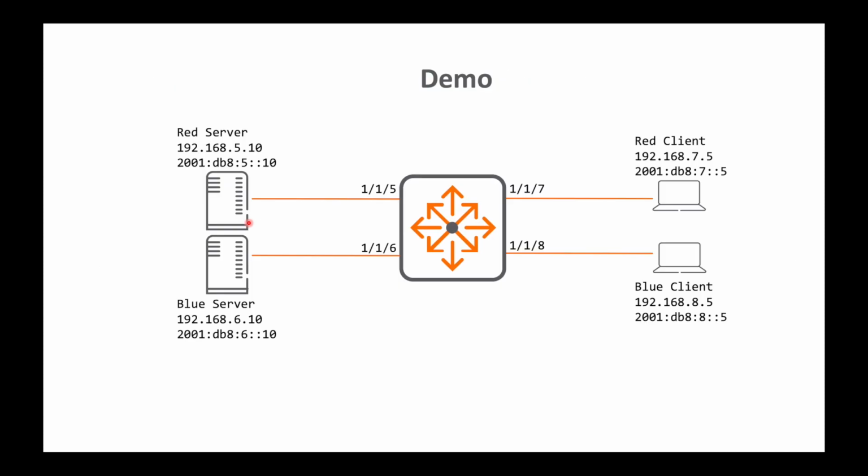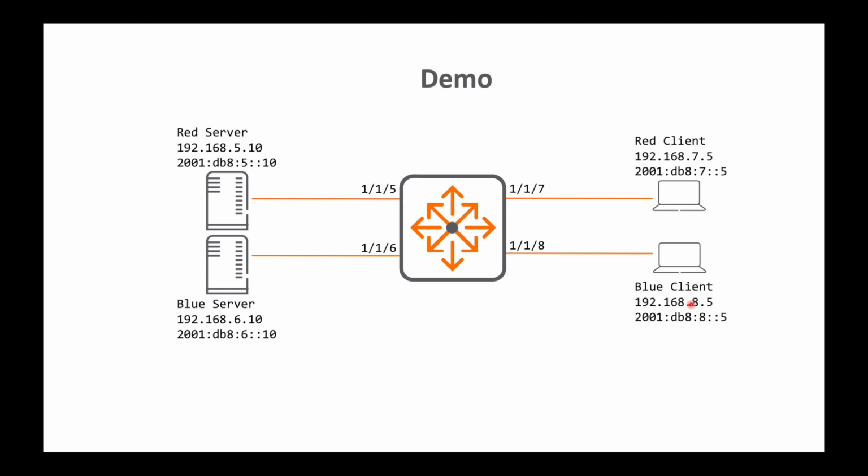Let's dive into the demo then. So here I have my CX device. It is an 8320 with four physical ports, which are connected to my four nodes here. They're all Ubuntu servers, but I've given them host names which designate a role for them in the network. So over here, I've got red server and blue server, and then I've got red client and blue client.